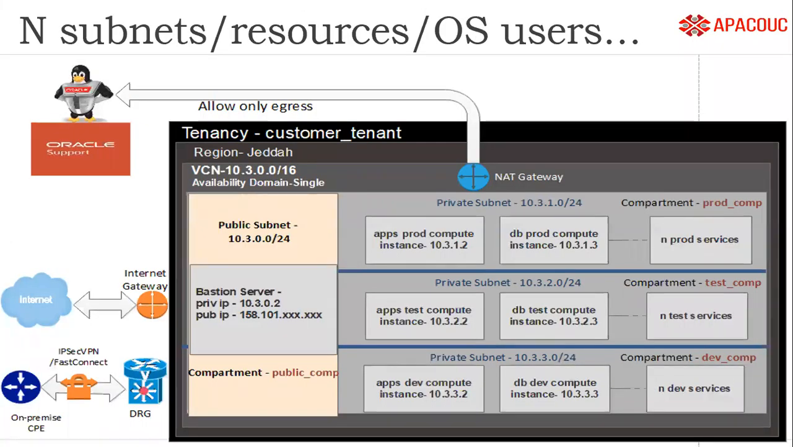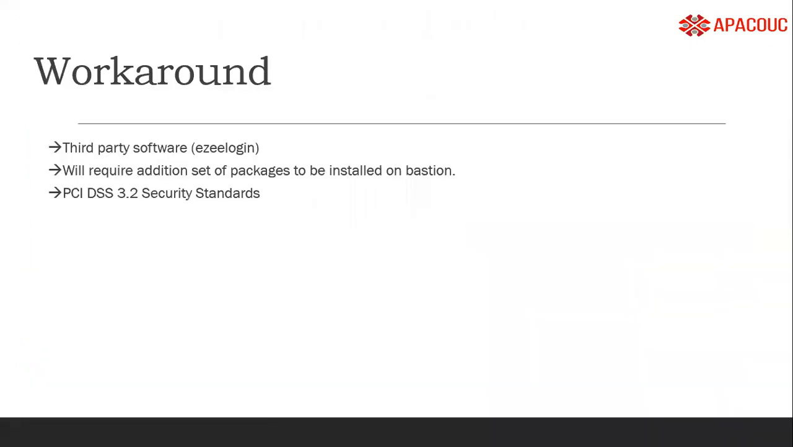Similarly, when we have n number of subnets, n number of resources, and n number of OS users, you can see in this diagram. What is a workaround in such a scenario? The workaround is that we can use a third-party software like Easy Login. It will again require a set of packages to be installed on the Bastion server.